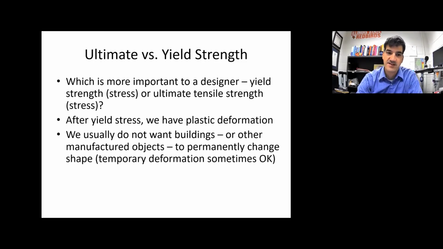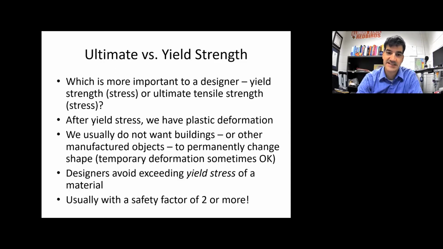And this is going along with what I just said. So when you're designing something, avoid exceeding the yield stress. Usually you have safety factors. So not only do you not want to exceed the yield stress, but usually you're going to have a safety factor of 2 or 3 or something like that. So really, you don't usually want to get to even half of the yield stress or 1/3 of the yield stress. That leaves room for unforeseen circumstances.